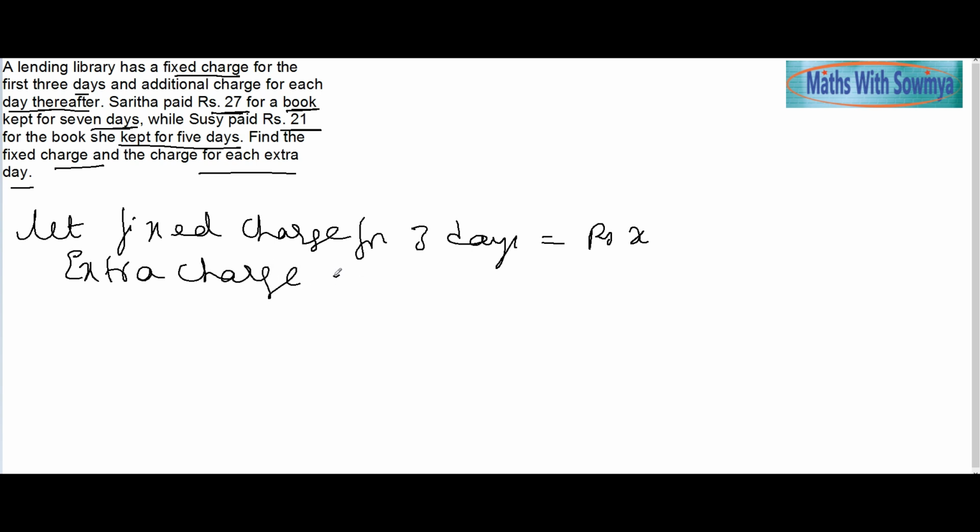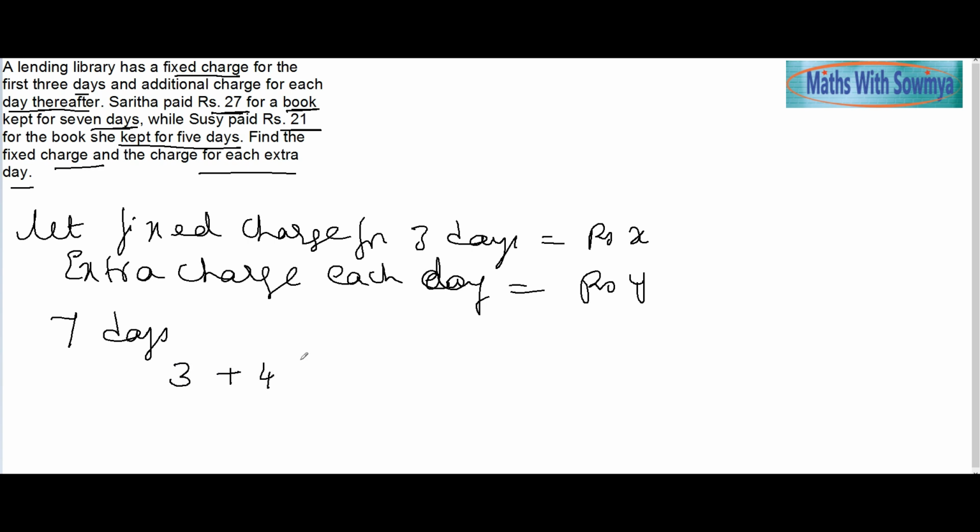Extra charge per day, for each day, we are going to take rupees Y. So what about Sarita? Sarita has paid 27 for a book she kept for 7 days. 7 days means first 3 days plus 4 days. First 3 days it is just X rupees. So X. And 4 days, each day it is Y. So X plus 4Y, and hence 27.